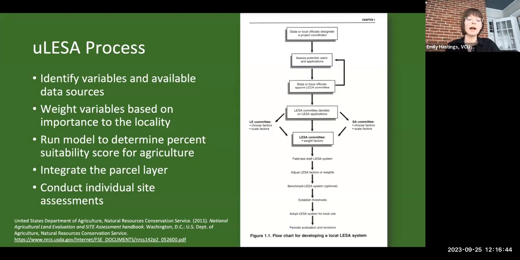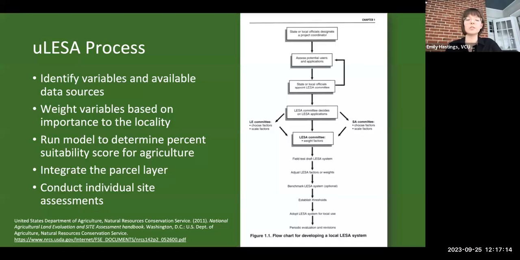And then on the back end, we really like to integrate that into the parcel layer so that we can pull out different characteristics. For example, we worked with Chesterfield County. We can see which parks scored very highly and what specific areas of those parks scored very highly, so that Parks and Rec can look at those and consider putting urban gardens or farms within a park, for example.